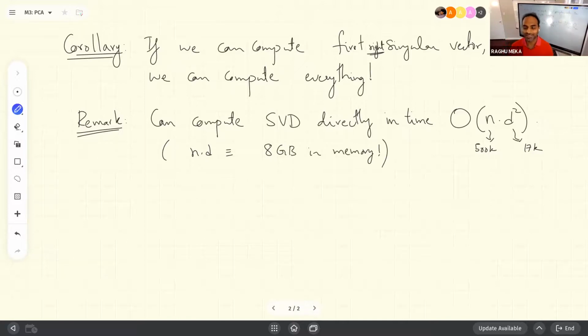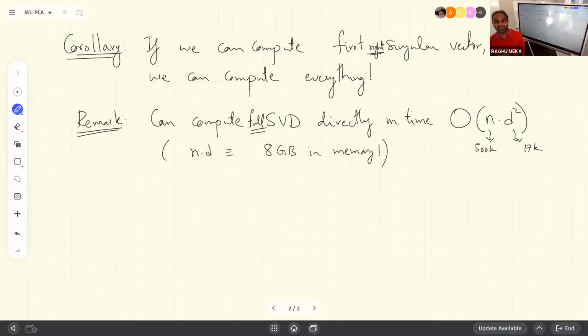So there's just no way I can compute the SVD in MATLAB for this huge 500k by 17k matrix directly. Even to store the full SVD would take 8 GB of memory, which is just prohibitive. And the main thing we'll study is, what if I don't want to compute the full singular value decomposition?